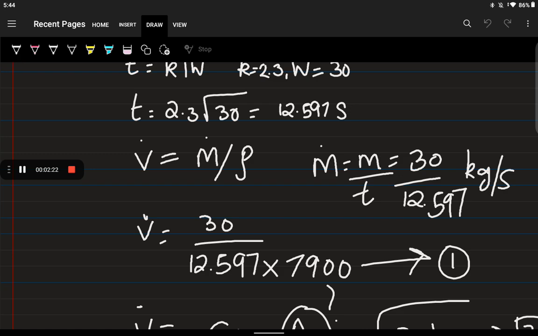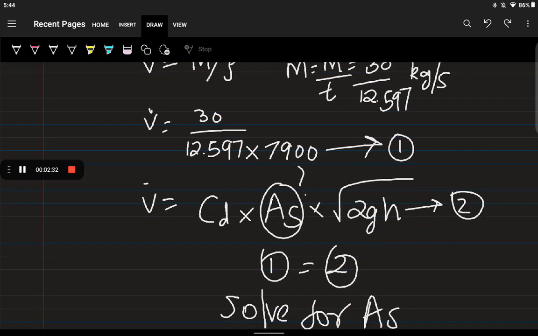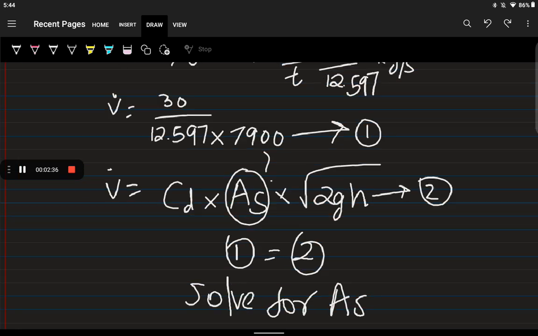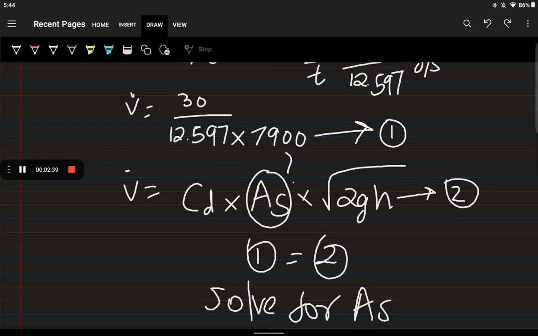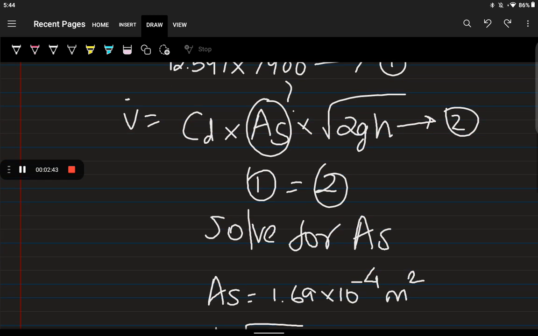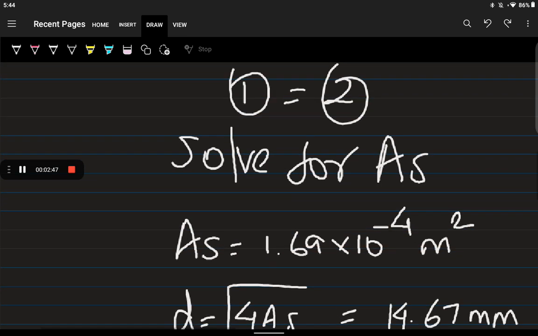And the second equation: we know that volume flow rate is area into velocity into coefficient of discharge. Velocity at the bottom of the sprue is root 2gh, as we know. So equating these two expressions and solving for A, we find the area of sprue as 1.69 into 10 power minus 4 meter square.